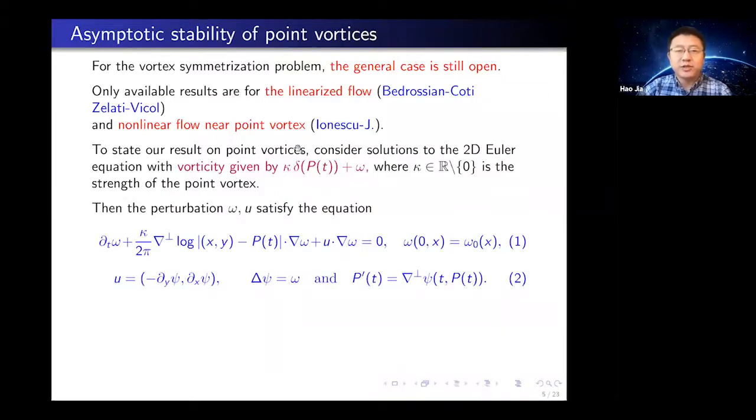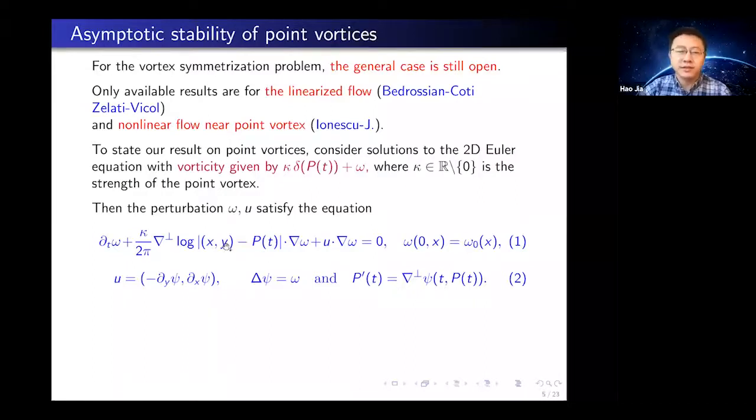So omega is a perturbation. The perturbed equation is the following. You have partial t omega plus this term plus u dot grad omega is equal to 0. The extra term is the velocity field generated by the Dirac mass. Okay, and then the position p(t) of the Dirac mass will also change due to the external velocity field, and it's driven by it: p prime of t is exactly the velocity field generated by the external vorticity.